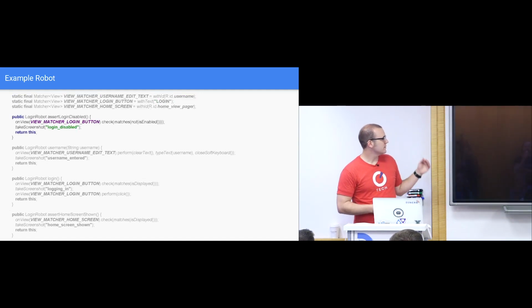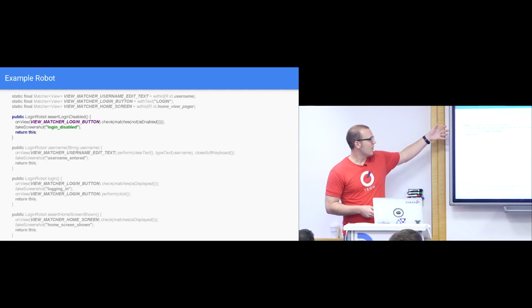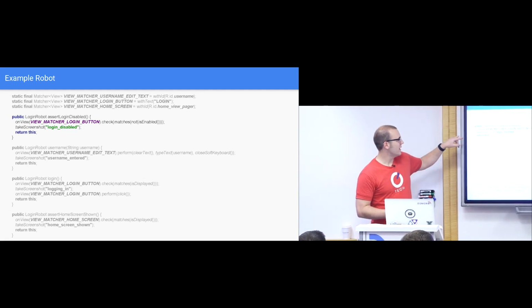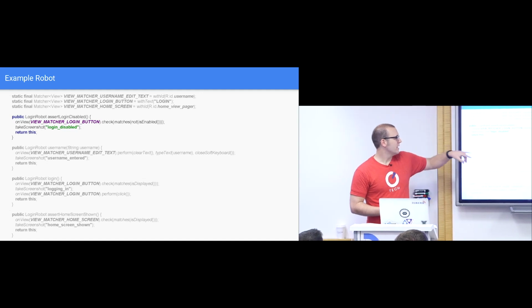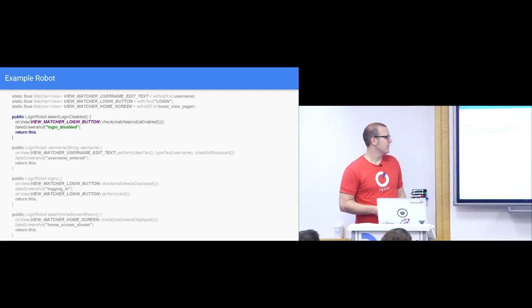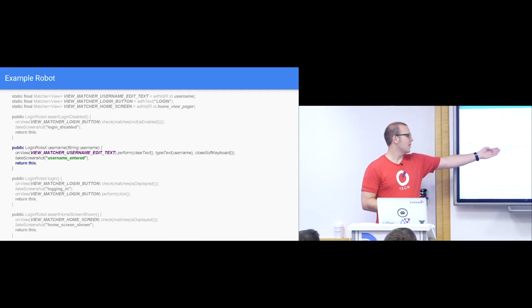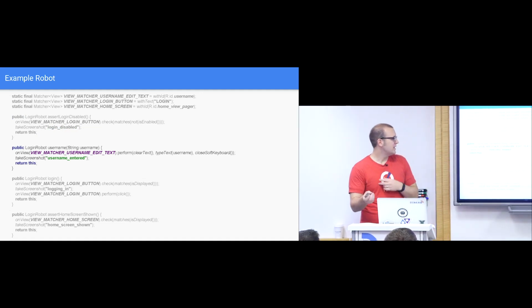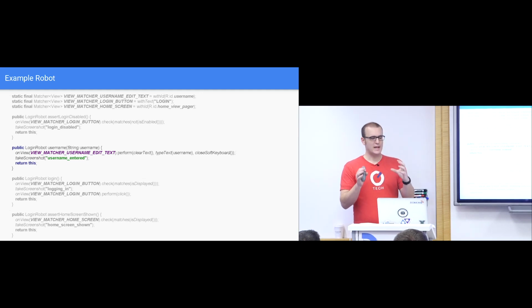The first one is assert that the login was disabled. It's the exact thing that we just saw. It's going to go on the view, check that it's not enabled, and then take the screenshot for me. So I got that for free. I just call that method and it's there. Same with username. I'm entering a string. It's going to type the text for me, close the keyboard, and do all these other things that would make it look kind of ugly, and then take the screenshot.